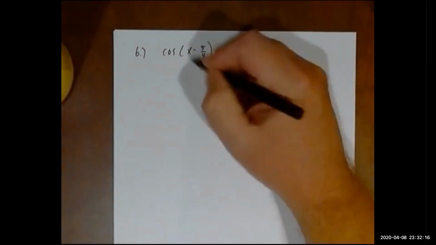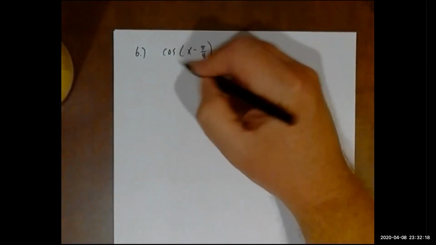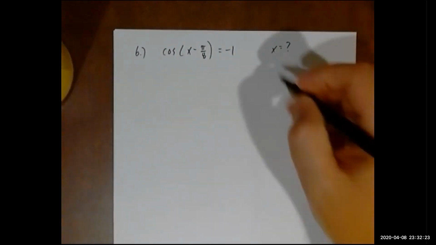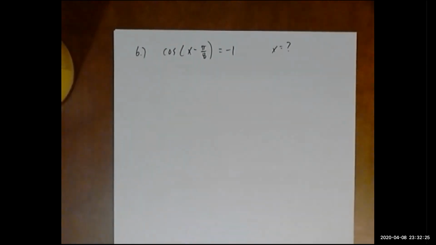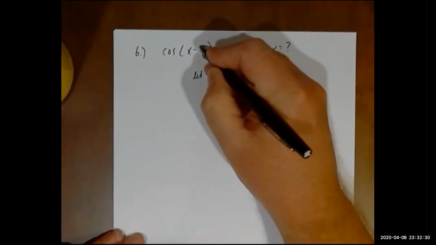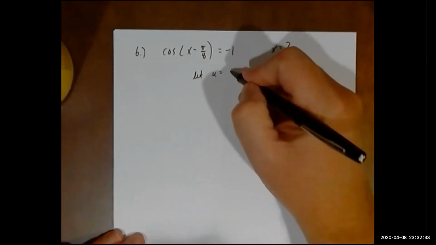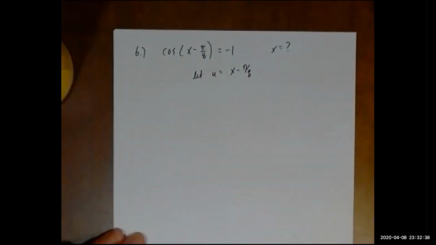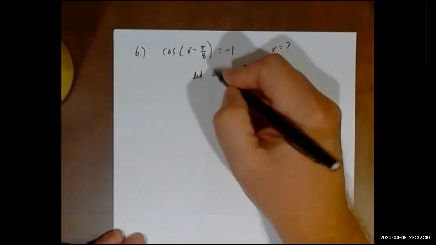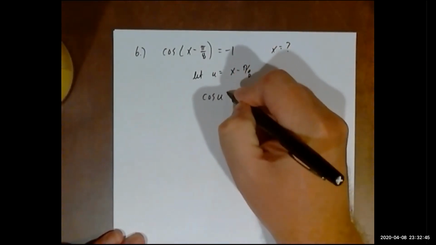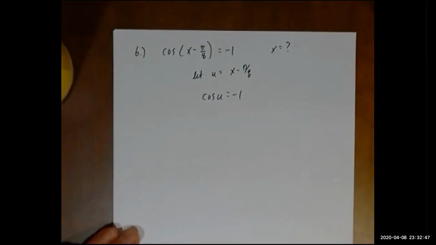I'm going to have to do a U-substitution. So the trig function's by itself. I'm ultimately trying to solve for the angle x. But what I'm going to have to do is, in this case, you let u equal to everything inside the trig function. In this case, it's x minus pi over 8. So if I do my substitution, instead of this, I can just call it u. And now I have this equation to solve. And this one's not too bad.